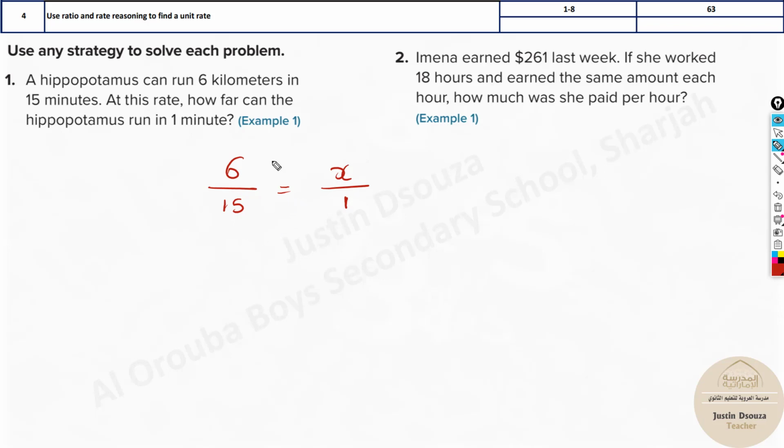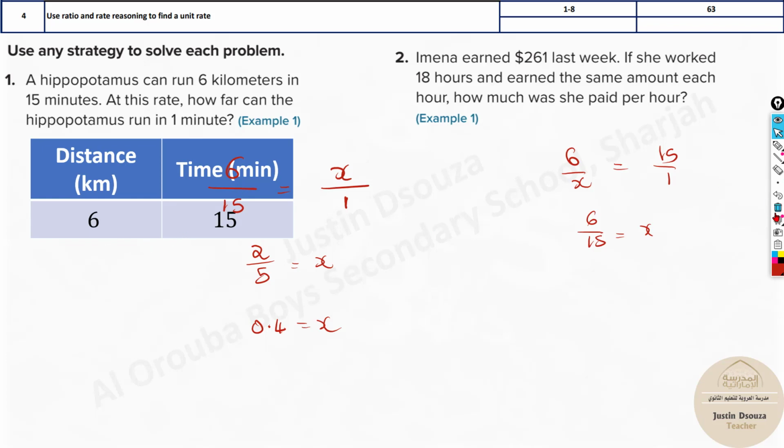Just this relation, ratio. You can do it in a different way also. You can write 6 by x, 15 by 1. It's fine. You'll get the same answer. See, 6 by x, 6 kilometers by how many kilometers, 15 minutes by 1 minute. Here, what we do, 6 by 15, you can simplify by 3, it'll be 2 by 5. That is the answer. 2 by 5 kilometers, or 2 by 5 is 0.4 kilometers. Here also it will be the same thing. x goes to the other side, 6 by 15 equals x. We did it. The same answer.